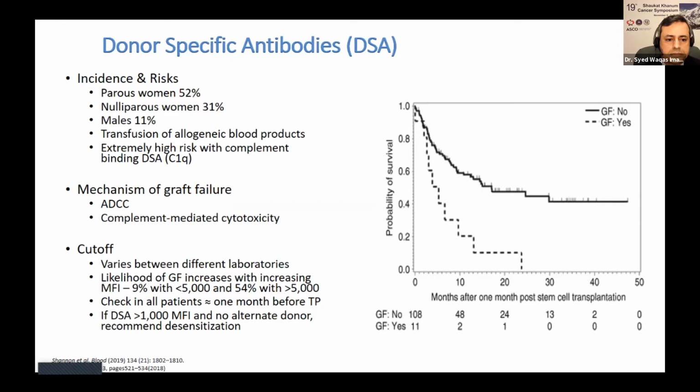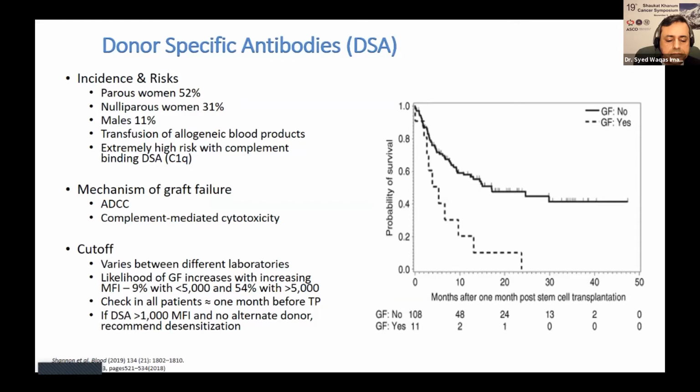It is not exactly known how DSAs cause graft failure. The mechanism potentially involves antibody-directed cytotoxicity or complement-mediated cytotoxicity. As you can see in this Kaplan-Meier curve, if graft failure develops due to these DSAs, the mortality is significantly high as compared to patients who do not develop graft failure.